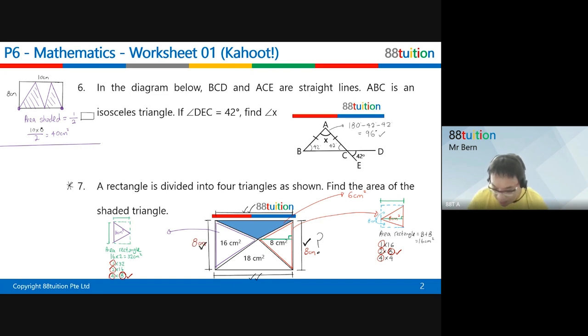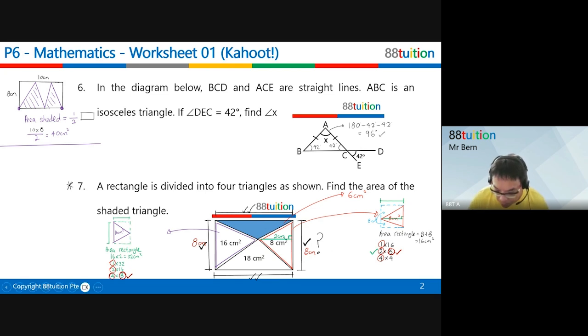Then in order for me to get the area of the triangle as 8 cm squared on the right, what can this portion be? This portion has to be a 2 cm, because 8 times 2. So down here must be 2 cm.